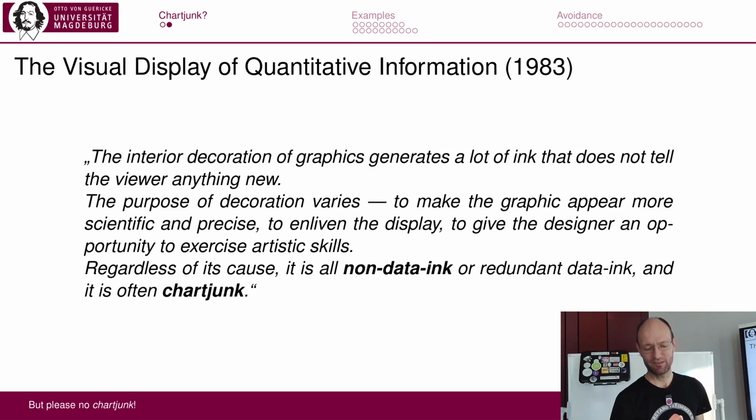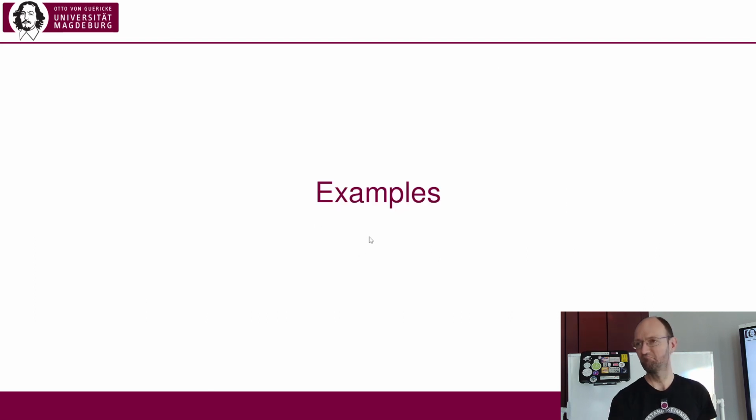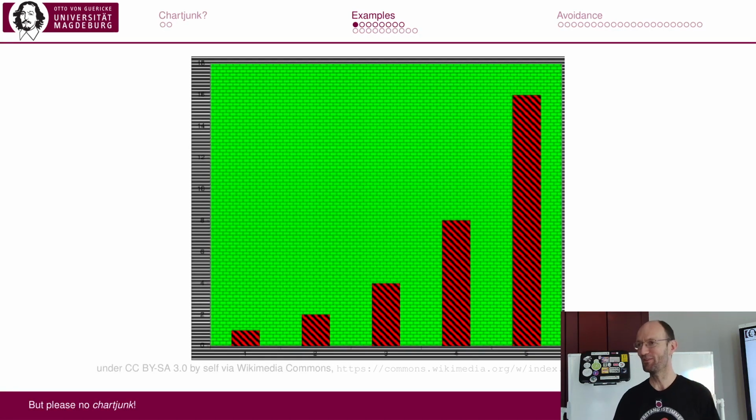And sometimes it's more like people practice artistic skills instead of delivering their message and showing the data. Okay, so now, to better understand this, we can take a look at some examples. And this is the standard Wikipedia example if you want to learn something about chartjunk.